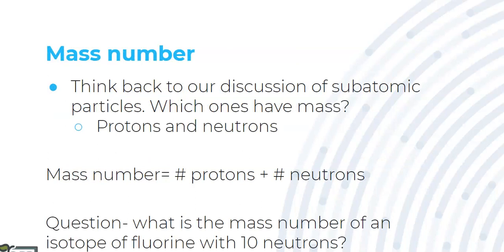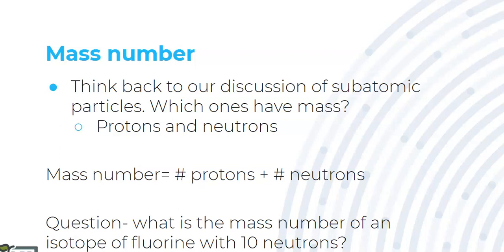So let's think back to a couple minutes ago when we talked about which of the subatomic particles have significant mass. We said that protons and neutrons had significant mass, right? They each had a mass of 1 atomic mass unit, and electrons were negligible in comparison. So for any given isotope, we can calculate something called the mass number. And this is the number of protons plus the number of neutrons. So here's a question to think about. What is the mass number of an isotope of fluorine with 10 neutrons?